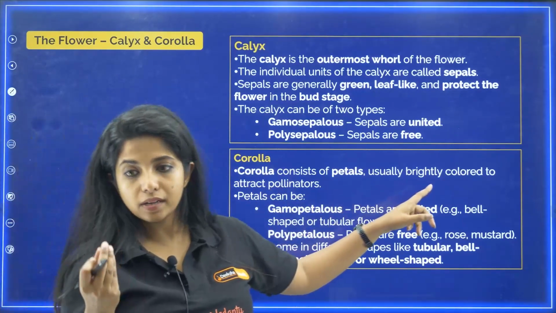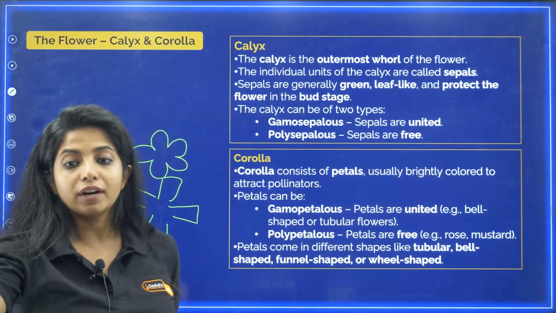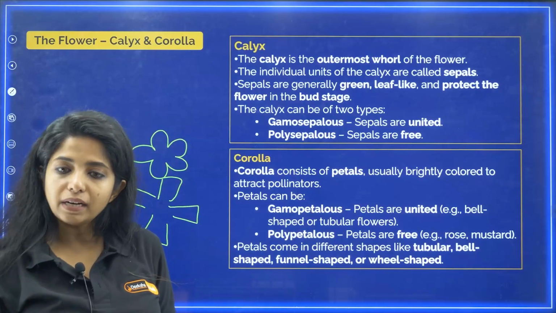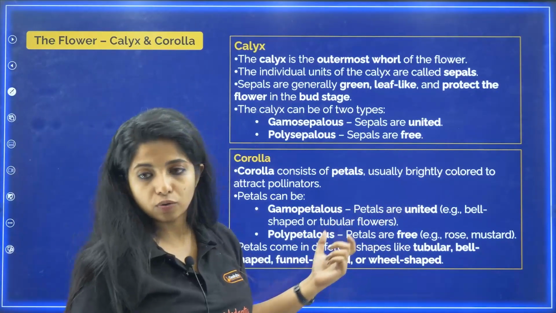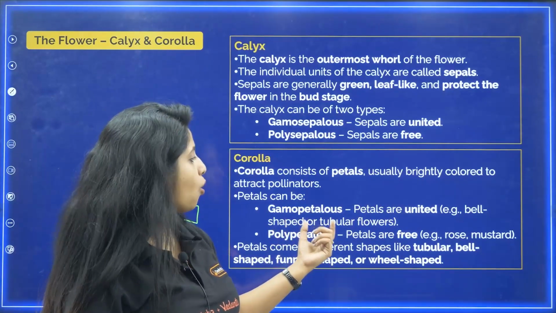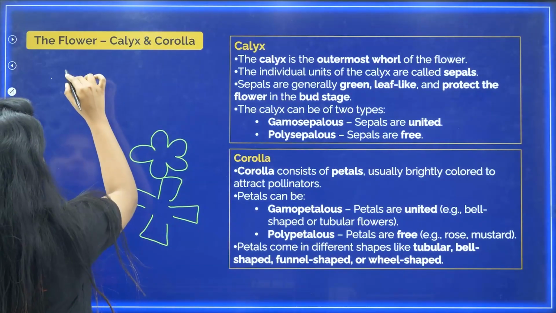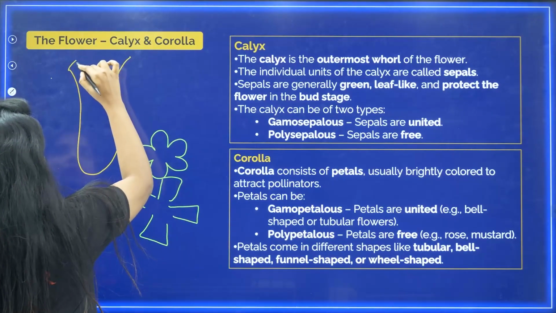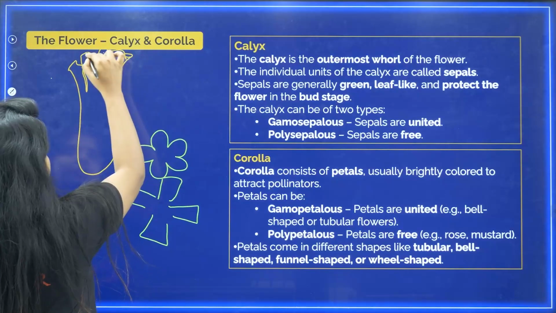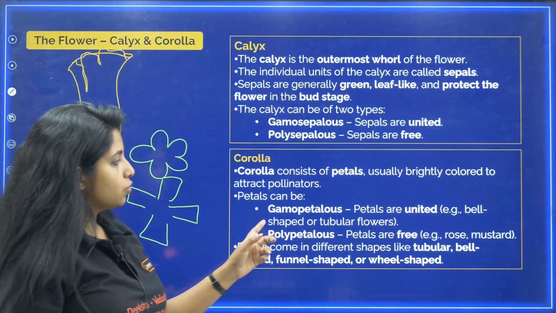Now the corolla. The corolla consists of petals, my dear children. And why do we need petals? For attracting the pollinators. The petals can be gamopetalous, that is, petals are united. Example, bell-shaped or tubular flowers. Bell-shaped flowers you might be seeing have the petals all together, my dear children. You can find that in them.